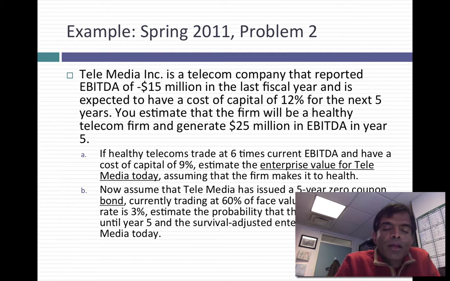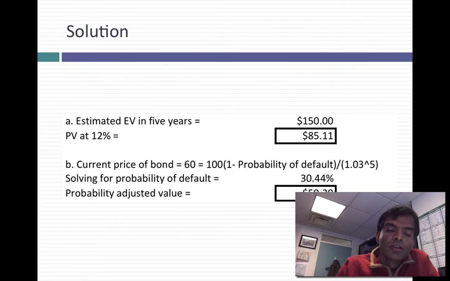But there's one more loose end, and I'm going to go back to the previous page and tie up that loose end. Let's assume Telemedia has a 5-year zero coupon bond outstanding. Now, there's a reason I'm giving you a zero coupon bond. It makes your life a little simpler, and it's trading at 60% of face value. Risk-free rate is 3%. I ask you what the probability is that the firm will survive until year 5, because I've got to make it to year 5 to get that healthy EBITDA multiple, and what the survival adjusted enterprise value is.